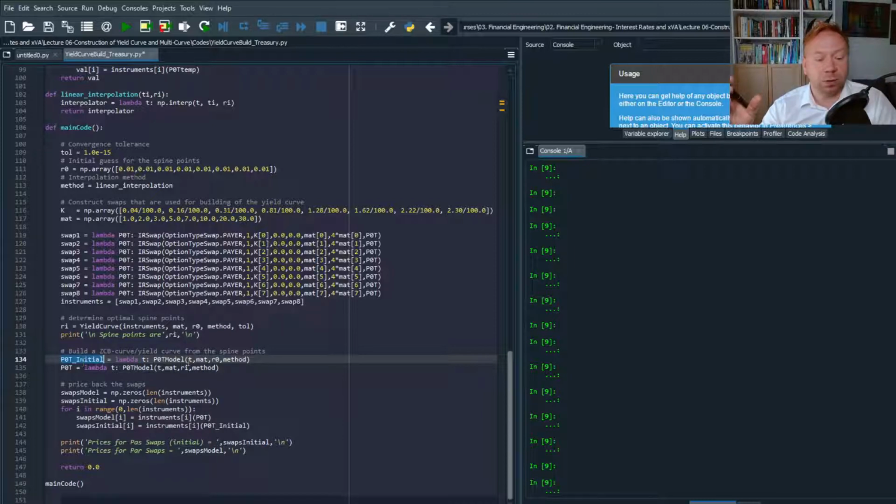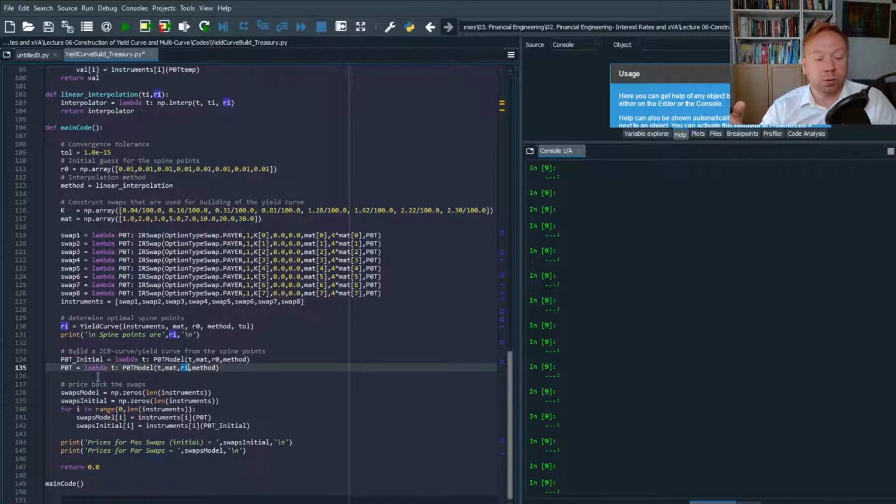So this curve is called initial because what I'm doing here is just building a curve on the spine points. We have these maturities from the market, and I also use R0, which is here. This R0 is the 1% interest rate. And then the second zero coupon bond curve, you can say yield curve, will be one I'm building based on the maturities. But here, these RIs are the spine points obtained from the calibration we have received.